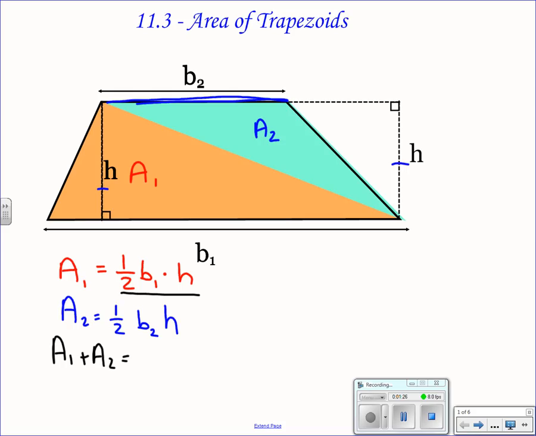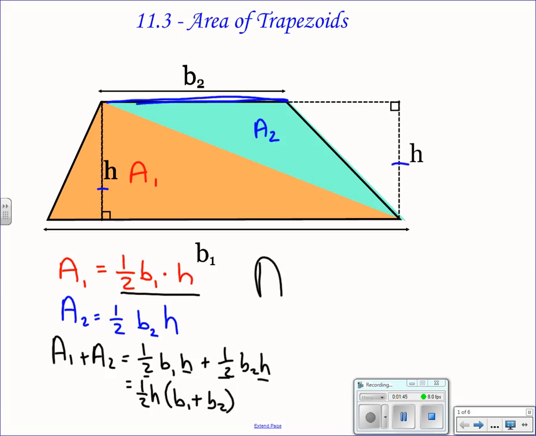So I get 1/2 base 1 times the height plus 1/2 base 2 times the height. What's in common? 1/2 and the height. So 1/2 the height, I factor that out, times base 1 plus base 2. So the formula for area of a trapezoid is 1/2 the height times the sum of the two bases. And again, remember the bases are the parallel sides.